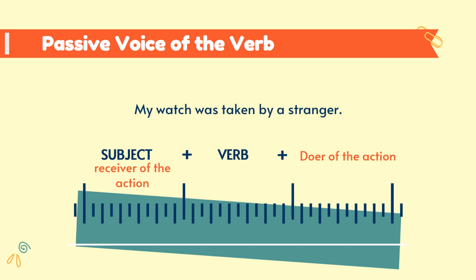My watch was taken by a stranger. The word watch is our subject. It is not the doer of the action. Rather, it is a receiver of the action. But we are talking about the word watch in our sentence. Therefore, this is our subject. Our verb is was taken. And our doer of the action is stranger.